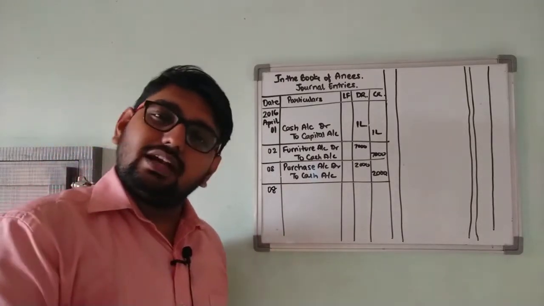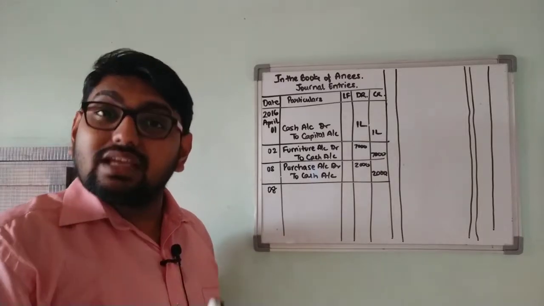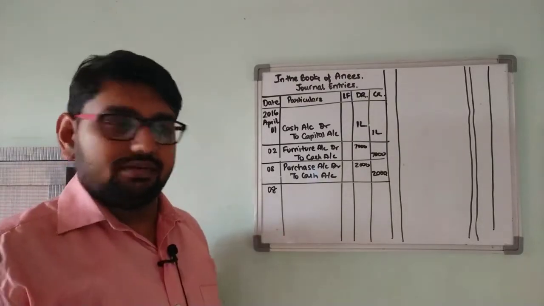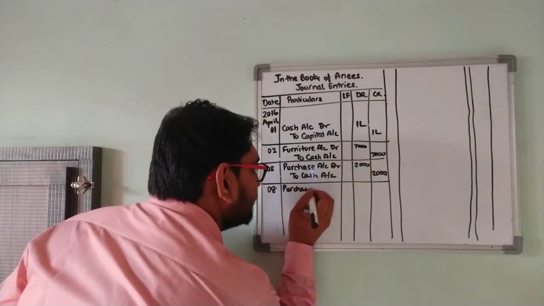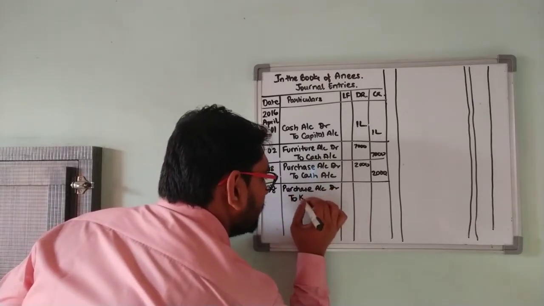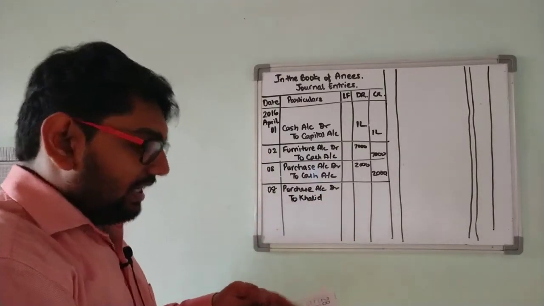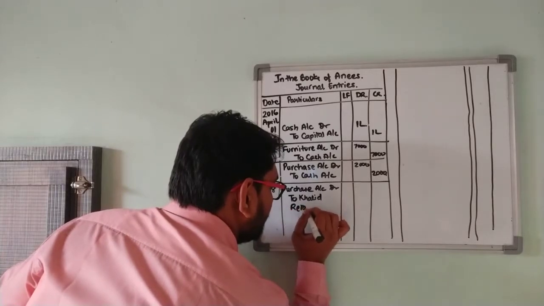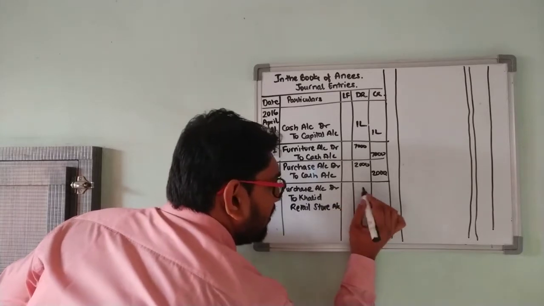So again, goods are coming in, so I will debit purchase account. And who is the giver of these goods? Khalid Traders. So I will write Khalid's name over here. So purchase account debit to Khalid retail store account. The amount is 1,000.